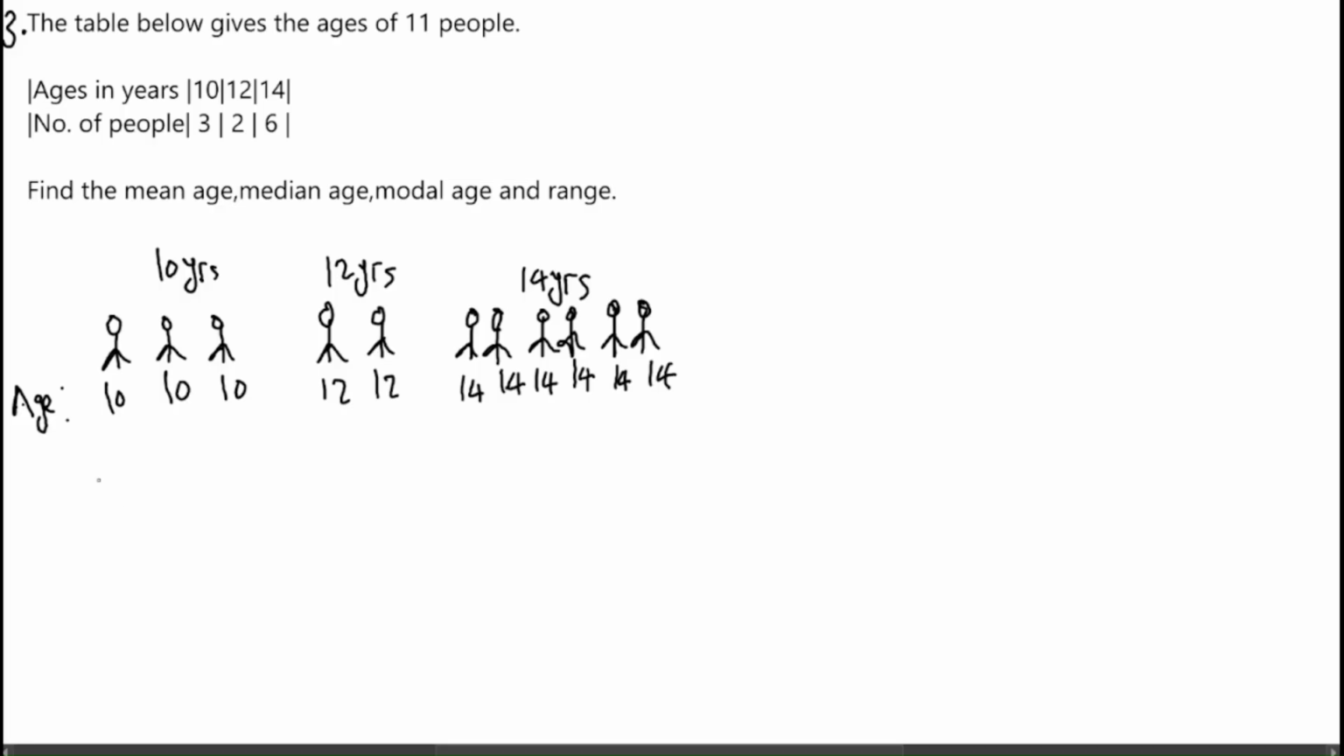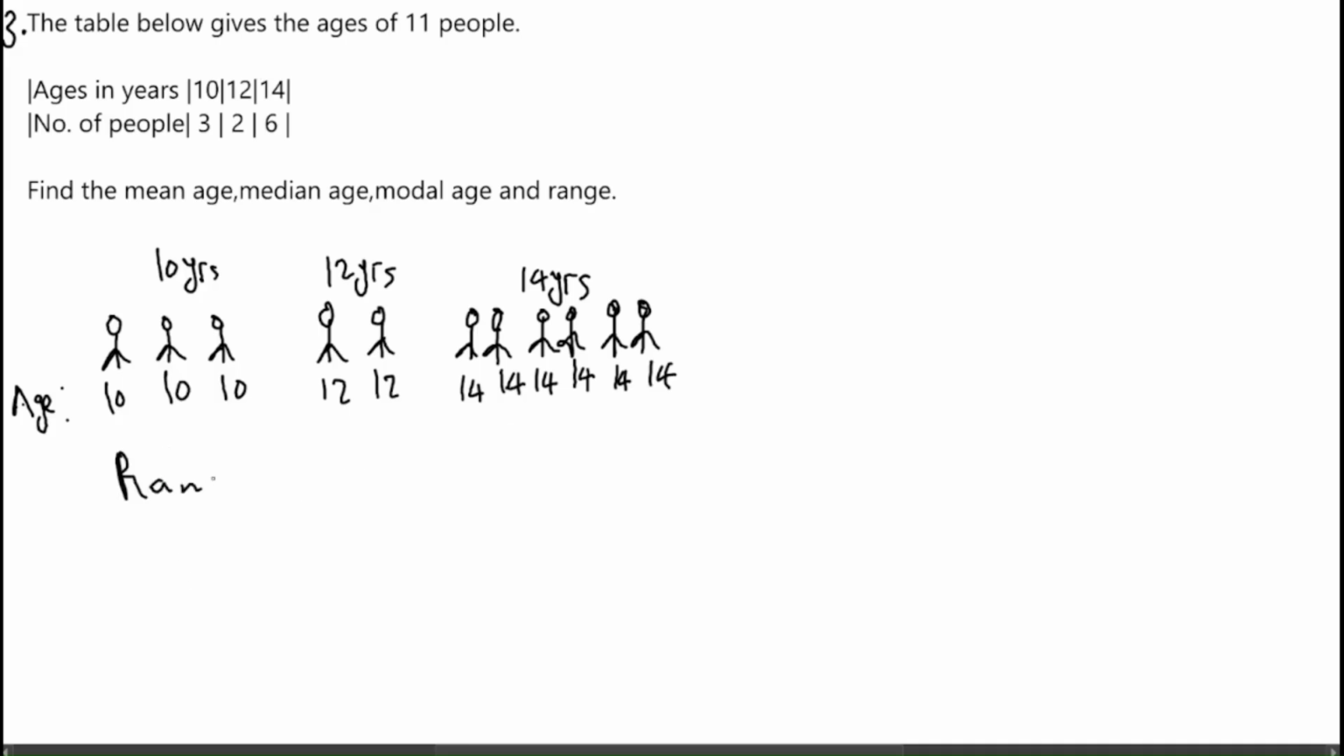Now the next is the modal age. The mode simply means the numbers or the age that appears more. So obviously in the table, 14 years appears 6 times, which is more than others. So the modal age is 14 years.